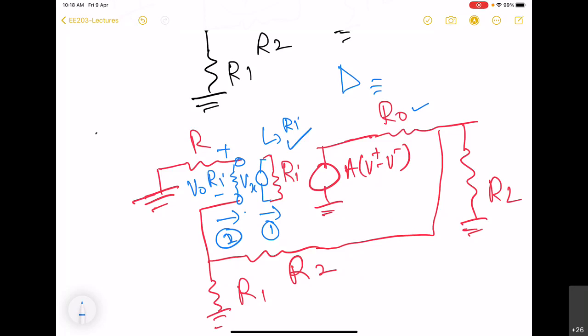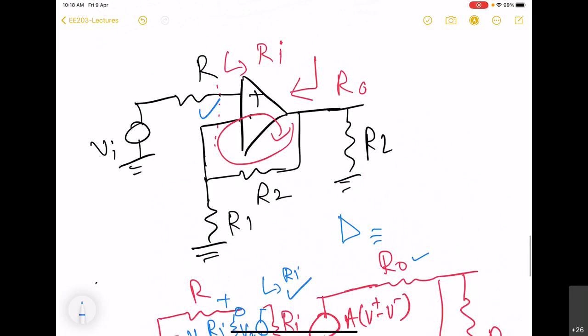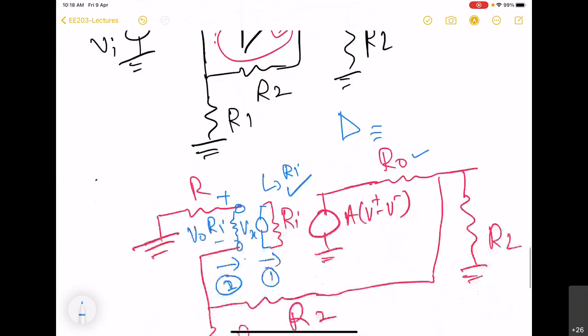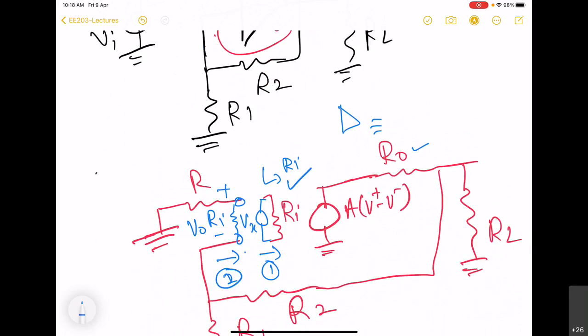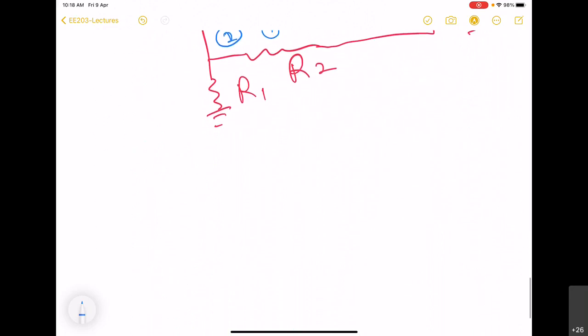But typically we will try to take the ideal case, and in that case we can easily break the loop at this location because the input impedance is going to be infinite, and after breaking also, what we will see at this location is infinite input impedance.